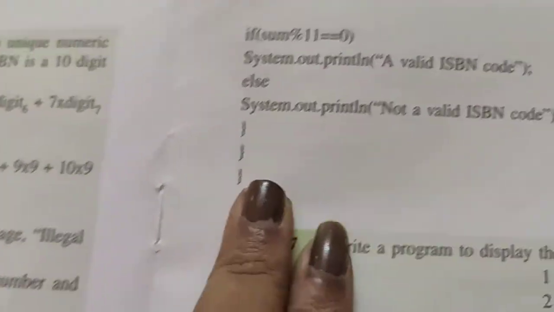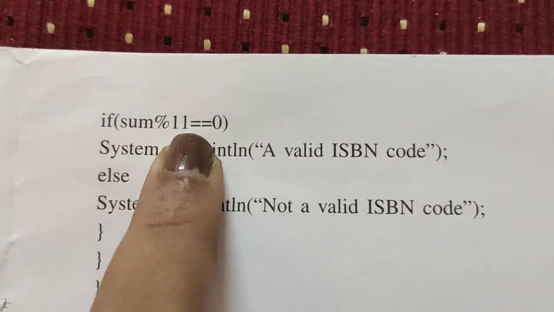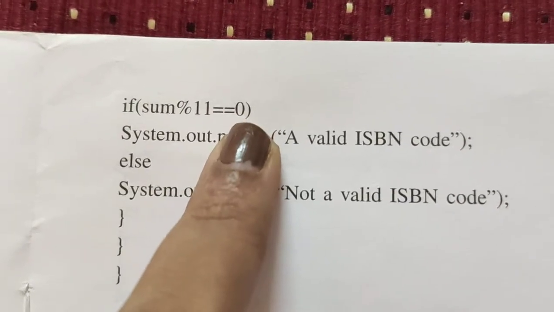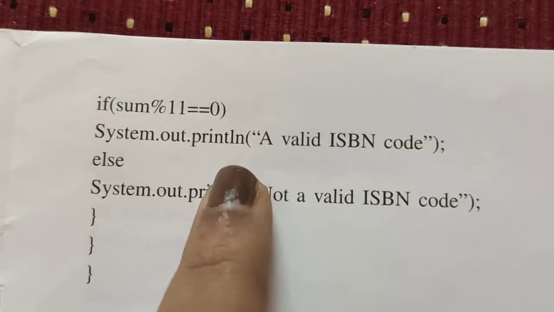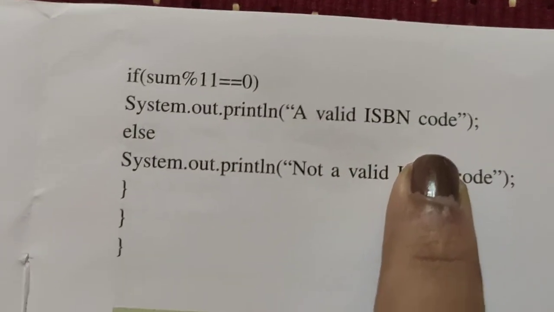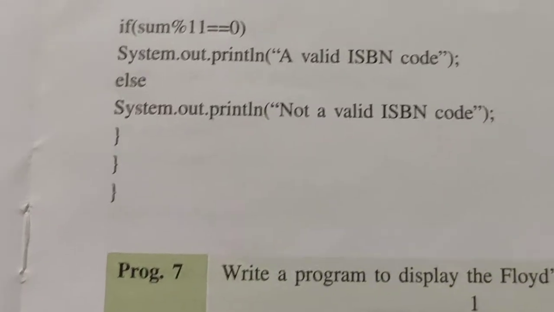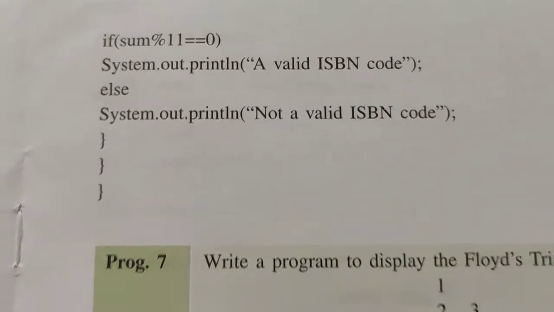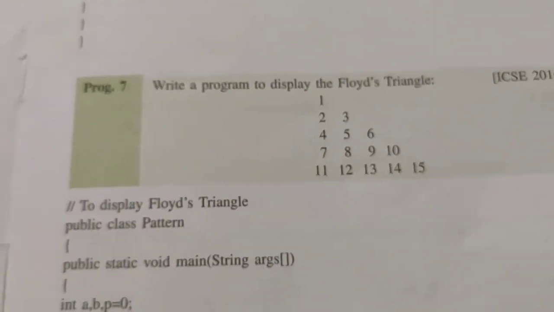After that you will be getting the sum and you have to check whether that sum is divisible by 11. If it is divisible by 11, surely the remainder will be 0. So if it is 0, you are going to print that ISBN is a valid code. Otherwise, you are going to display that it is not a valid ISBN code. So now we will see program 7.